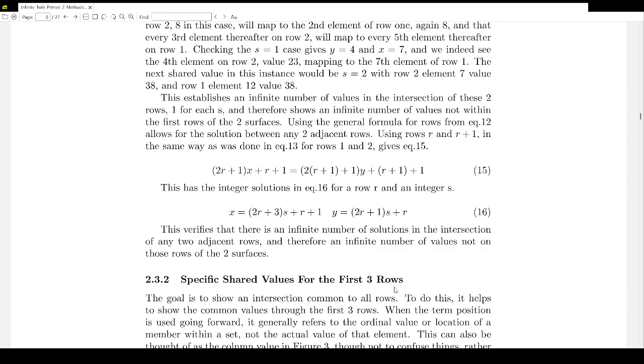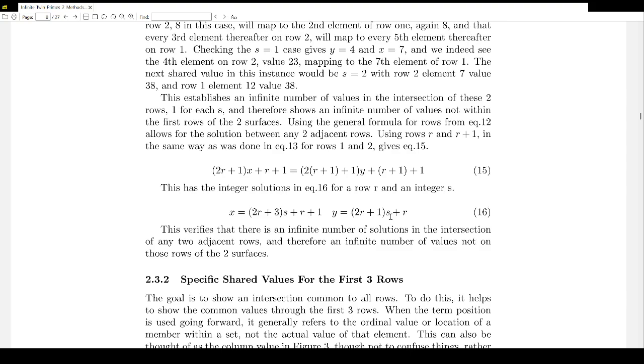So this verifies that there's an infinite number of solutions in the intersection of any two adjacent rows, and therefore an infinite number of values not on those two specific rows of the surfaces. So say you want row 100 and row 101. You plug row 100 in here, and this will be for row 100 and row 101.